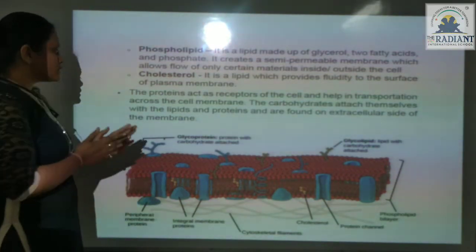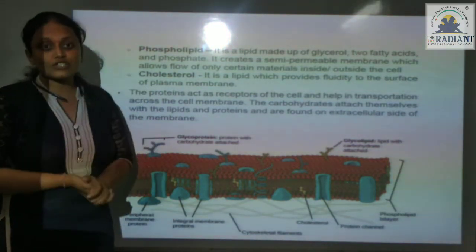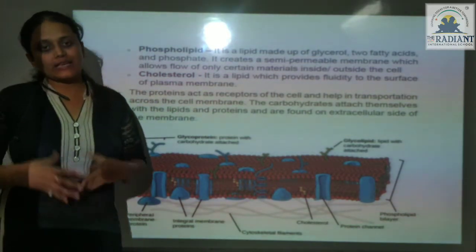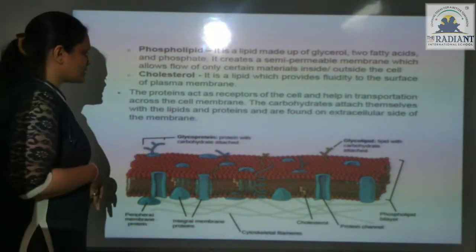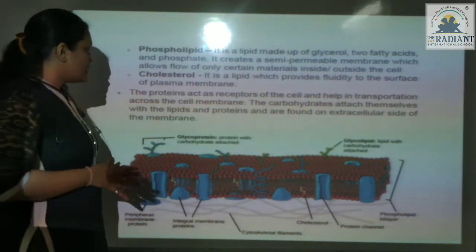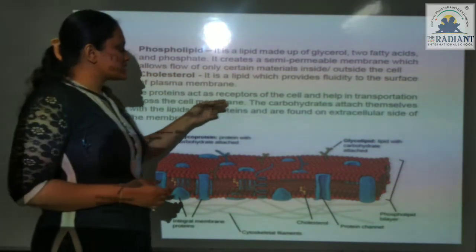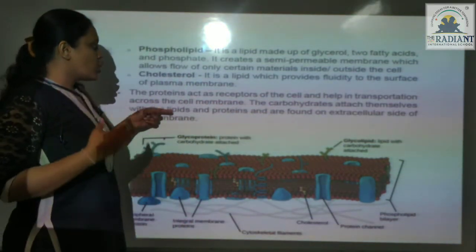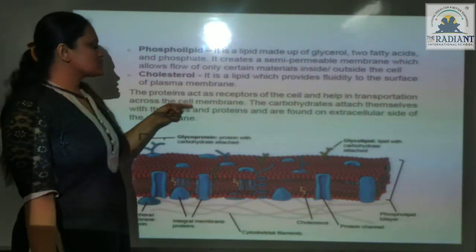Now we have seen the functions of fat, that is, what is the function of lipids in the making of the plasma membrane. Now we will see what the protein does in the plasma membrane. The protein acts as a receptor of the cell and helps in the transportation of substances across the cell membrane.